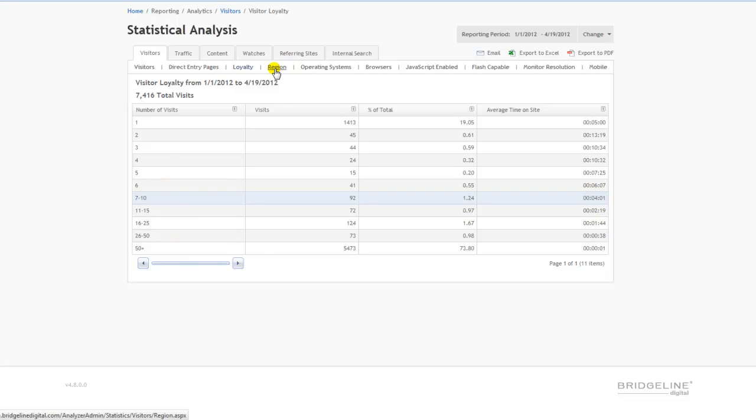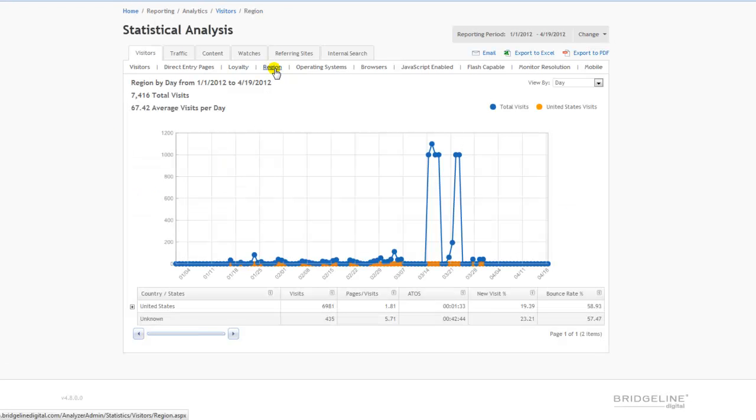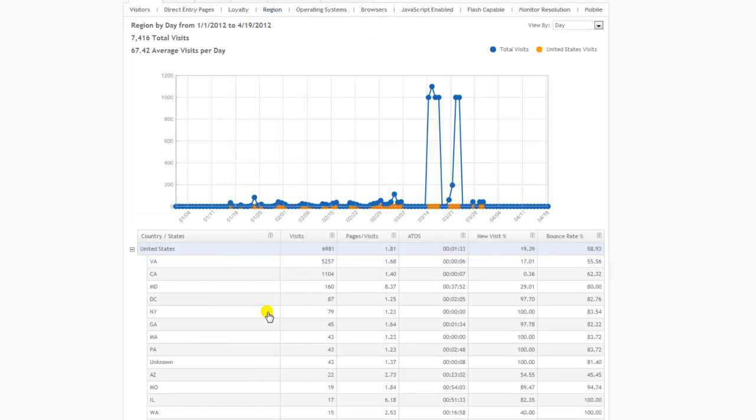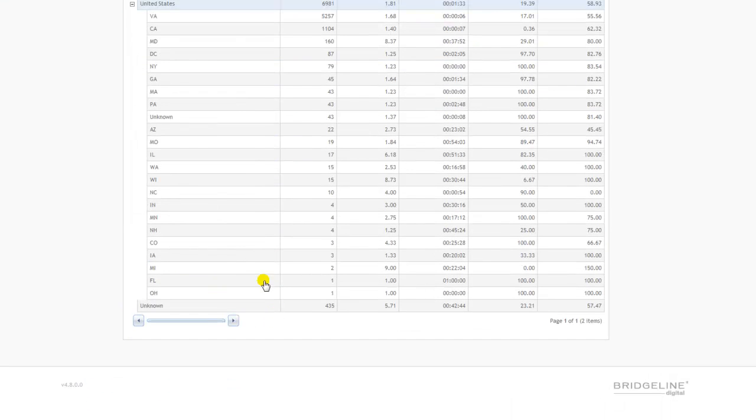Let's move on to region. So the region is where people are visiting us from, and we could actually drill down United States by state on that granular level. And if you are a global company, we will also know the country of your global visits as well.